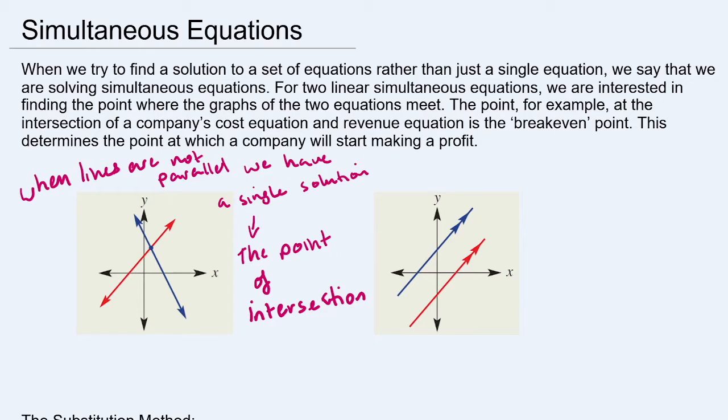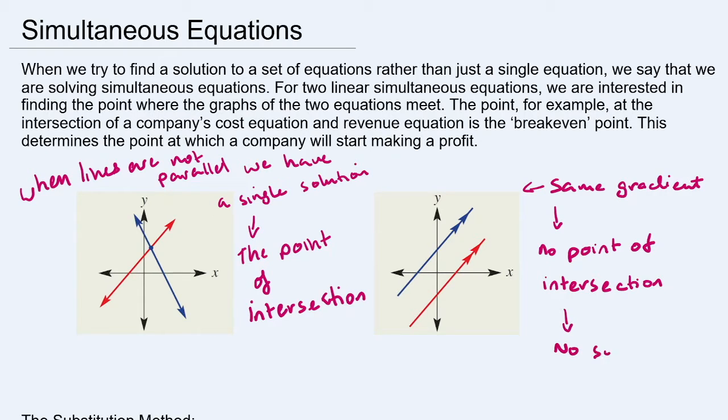Now, if they happen to be parallel lines, i.e. they have the same gradient, well, unfortunately, that means there's not going to be a point of intersection. There's no point of intersection, so there's no solution. And that can happen occasionally as well.